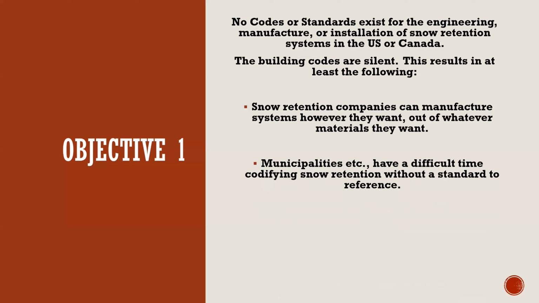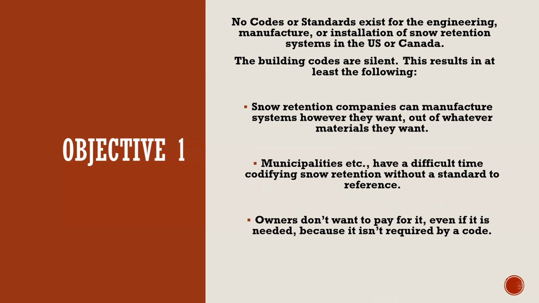So with that, manufacturers are basically able to say whatever they want about snow retention at this time. Because of that, without having any standard to reference, municipalities have a difficult time codifying snow retention. There's just nothing for them to reference. In areas such as Truckee, California, Lake Tahoe, California, they know that snow retention is necessary, but how much snow retention is necessary? Do they just need 6 brackets above a doorway? Is it one fence? Is it one fence that goes the entire distance of the roof? There's just nothing for them to reference to require it.